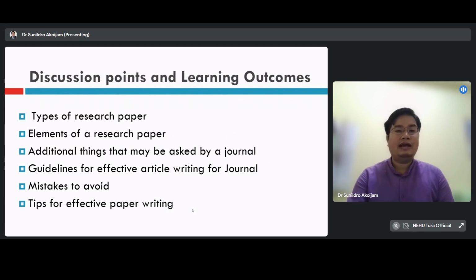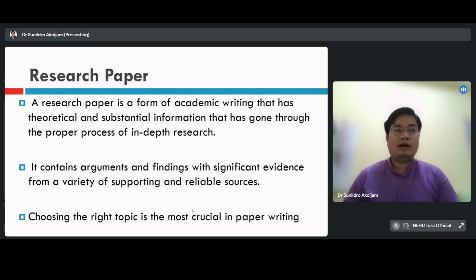Okay, so moving ahead, first of all, as we all are teachers and young researchers, we know what a research paper is, so let me not go into that much detail. But an important thing, let me tell you about research paper. A research paper is a form of academic writing that has theoretical and substantial information that has gone through the proper process of in-depth research. There are many young researchers and young faculties who don't know the real purpose of writing a research paper.